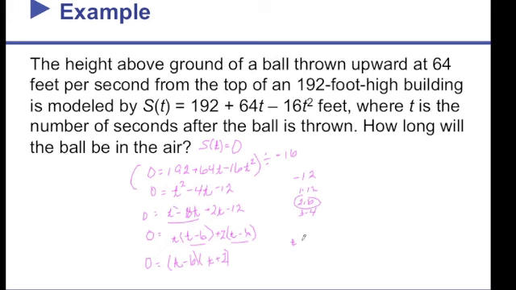Bringing in those over here, t minus 6 equals 0, or t equals 6, and t plus 2 equals 0. So t equals negative 2. Well, what's t? T is the number of seconds after the ball is thrown. Well, I don't think we're going to have negative 2 seconds after the ball is thrown. So how long will the ball be in the air? The ball will be in the air for 6 seconds.